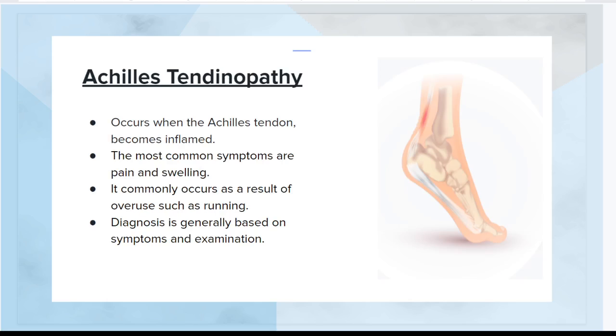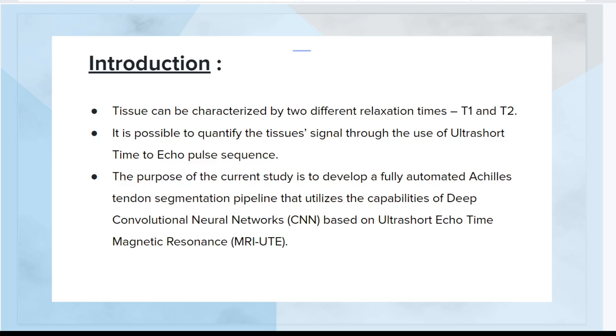Now, what is this disorder named Achilles tendinopathy? Achilles tendinopathy occurs when the Achilles tendon found at the back of the ankle becomes inflamed. The most common symptoms are pain and swelling around the affected tendon. The pain is typically worse at the start of exercise and decreases thereafter. It commonly occurs as a result of overuse, such as running. Diagnosis is generally based on symptoms and examination. In the figure shown, the red portion is due to this disorder of Achilles tendinopathy.